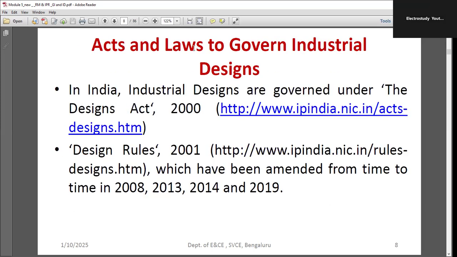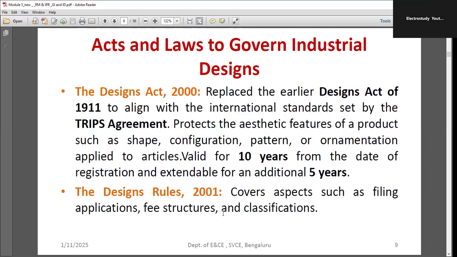The acts governing the industrial design. You are supposed to talk about the Design Act 2000, the Design Rules 2001. Similarly, there are amendments which happened for the Design Rules from 2008 to 2019. That also you have to highlight.